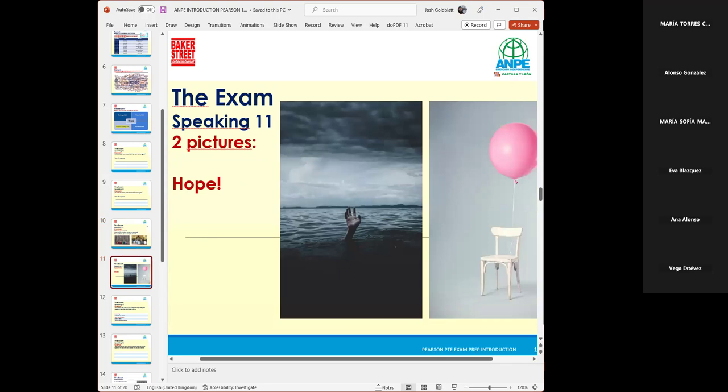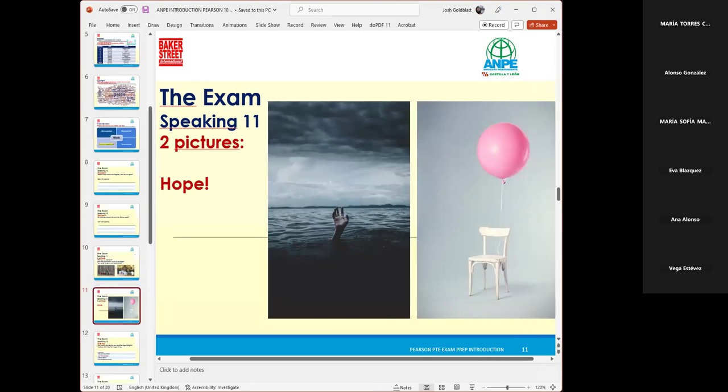Fantastic. And now here's another one then. Oh, this is a bit more difficult. 2 pictures. Oh, good Lord. Okay. 2 pictures. These are really abstract pictures, aren't they? So Maria, Sophia, Eva, Anna. Who else can speak? Lorena, are you there? Yes. Okay, Lorena, please, can you describe the 2 pictures?